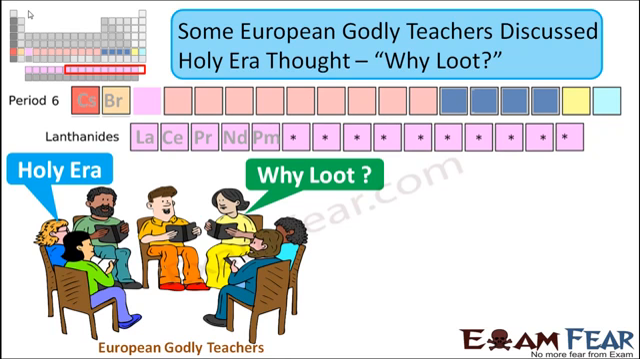Now they are reading some holy era books and are saying that there was no loot during those times. There used to be no corruption, no loot, and it used to be peace all around. So remembering that holy era thought, they are asking each other, why loot today? So the memory tip here is: some European godly teachers discussed holy era thought, why loot?